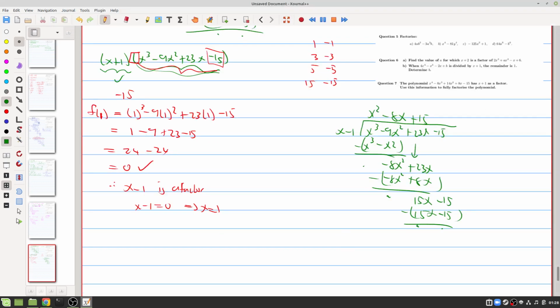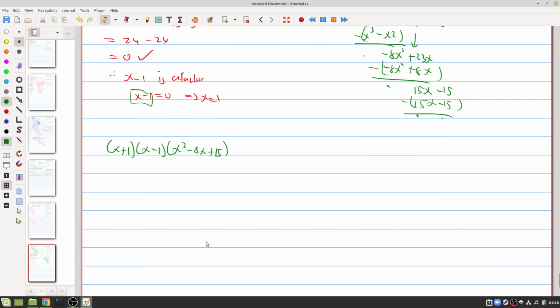Okay, so what do we have so far? Well, we know this was our first factor, so we've got that part already. So we've got x plus 1. Then we saw from here we could extract a factor of x minus 1. So that's also a factor. And now what's left is this part. X squared minus 8x plus 15. Okay, so we just need to factorize this part still.